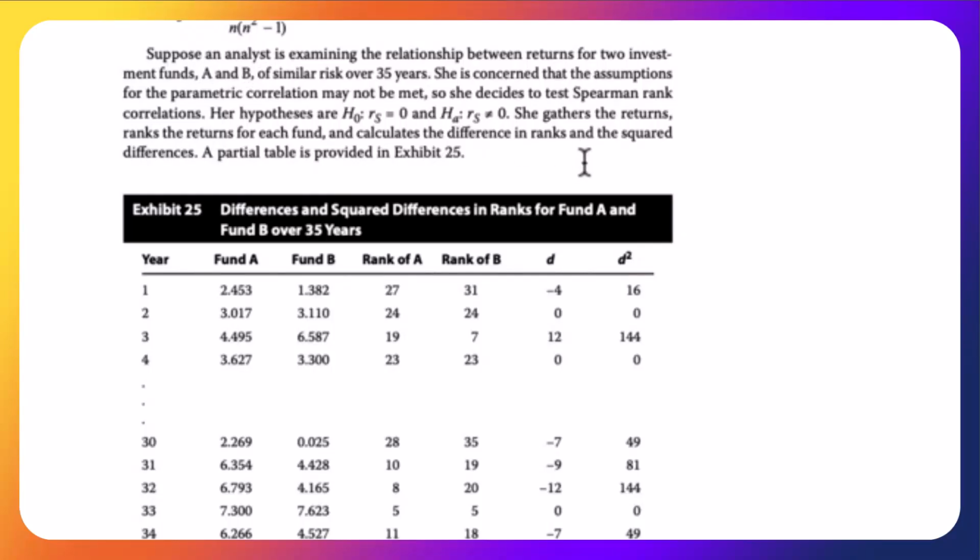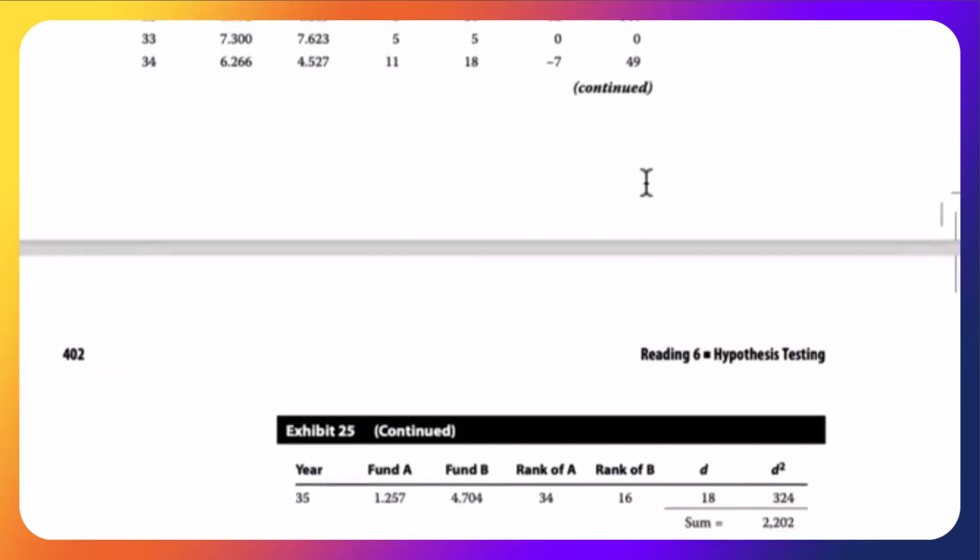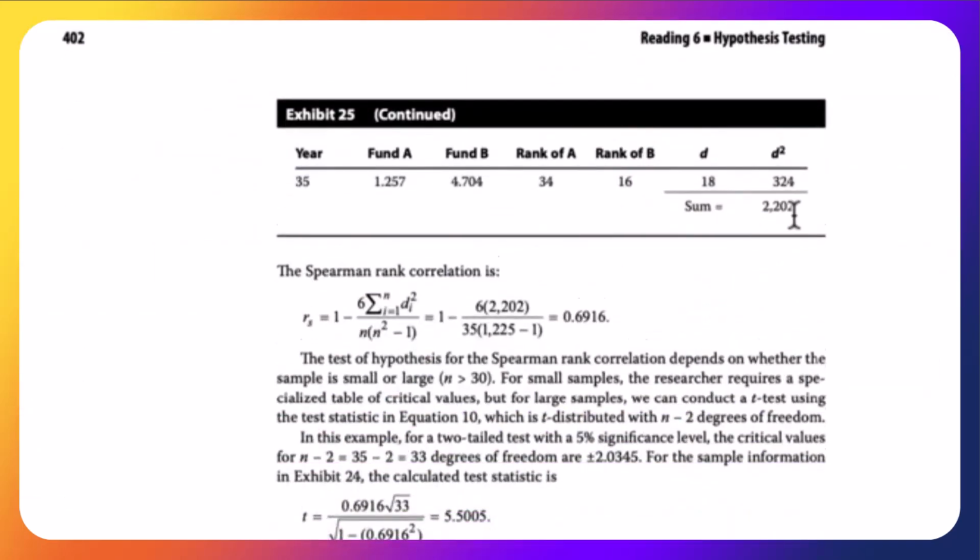She gathers the returns, ranks the returns for each fund, and calculates the differences in ranks and the squared differences. So take fund A and arrange it from highest to lowest and then rank them. Take fund B, do the same thing, then put them back the way you found them so that year 1 is fund A and fund B with their respective ranks. Take the difference between the ranks, 27 minus 34, there's your difference, and then square it. Let's scroll all the way down, and you'll sum all of the squares.